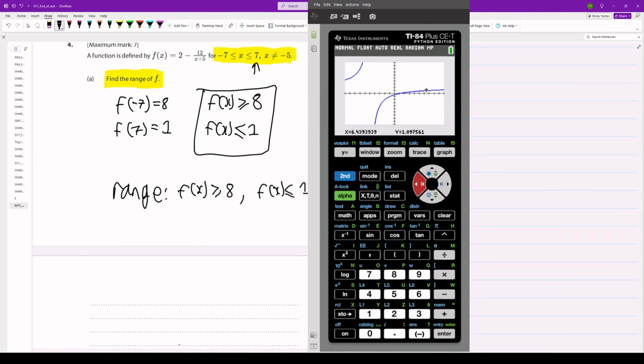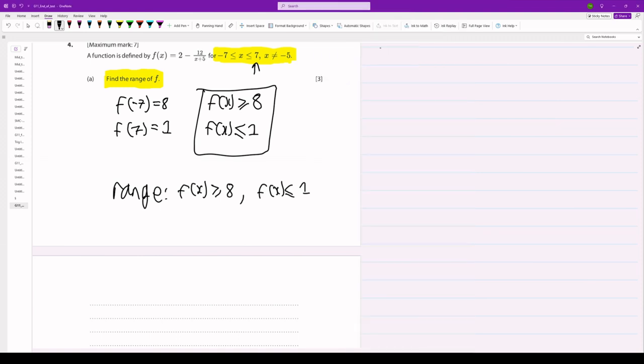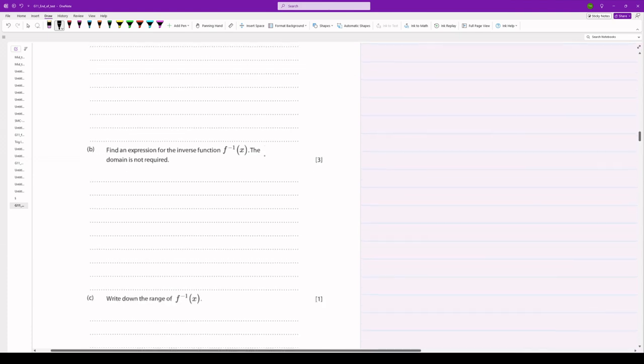Because if you look at the graph, again, there are no blue bits between there and there. At least between +7 and -7. This is all just blank space, nothing there. Okay, hopefully that makes sense. If not, come find me.